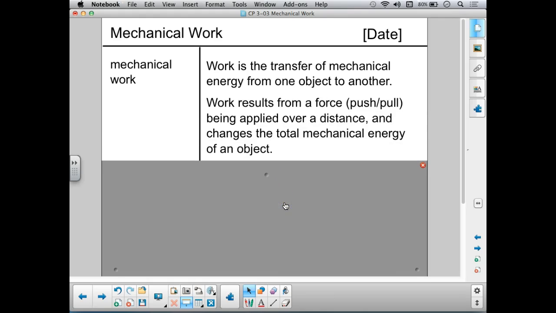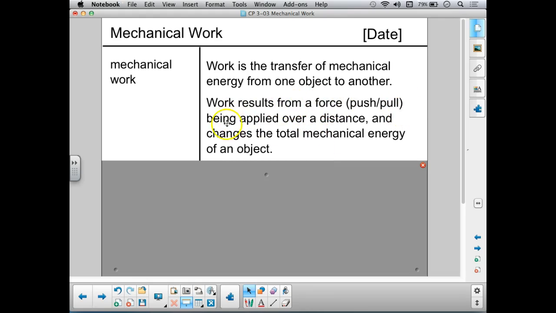So work results from a force. And we're going to learn a lot more about forces later on in the year, but for now, let's just call a force any push or pull. If I'm pushing on an object with my own hands or through a rope, or maybe gravity pulling an object down, or anything like that, any push or pull on an object, we're going to call a force.